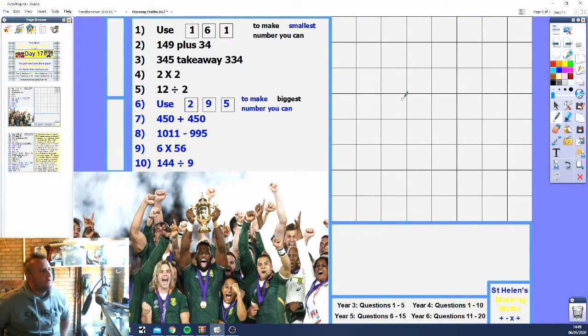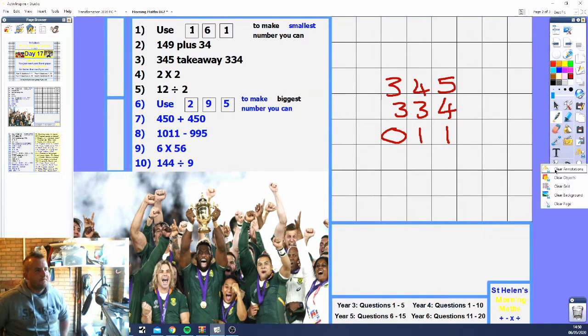And the next question, we've got 345 take away 334. You could use a number line or the column method. Let's put 3, 4, 5 and not 3, 3. So 345 take away 334. 5 minus 4 is 1. 4 minus 3 is 1. And 3 minus 3 equals 0. So the difference between these two numbers is 11.